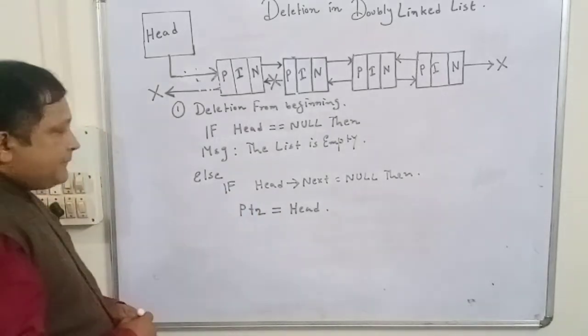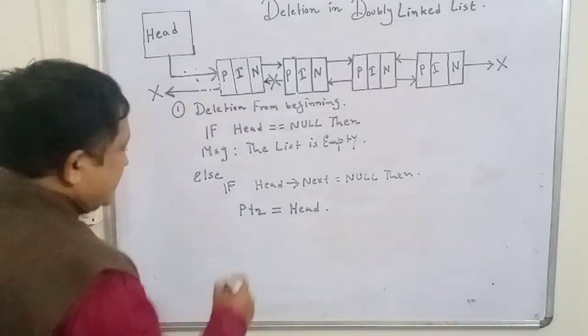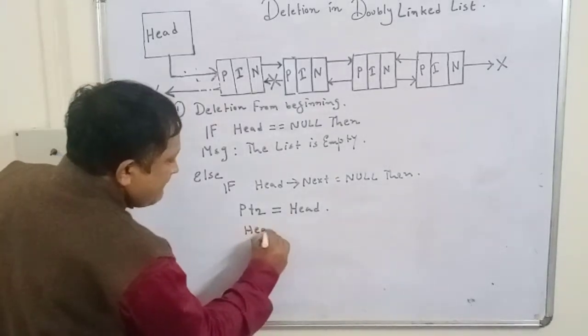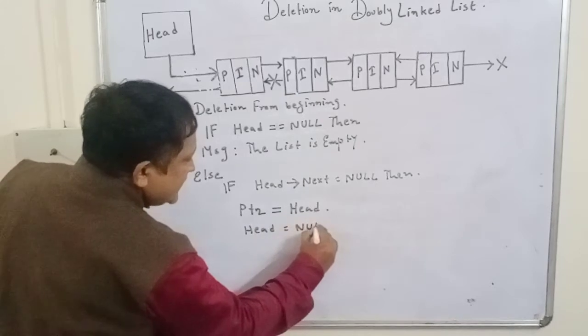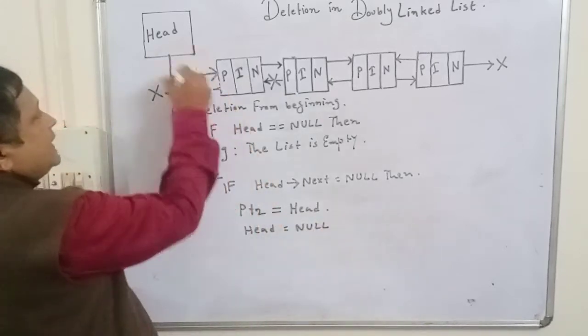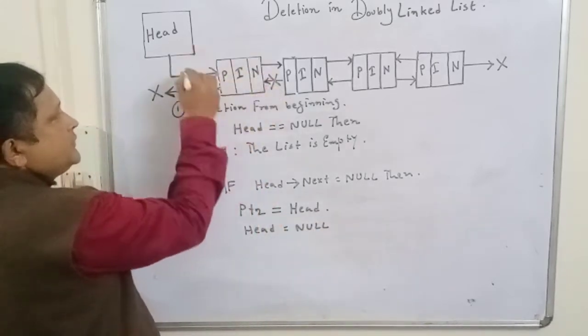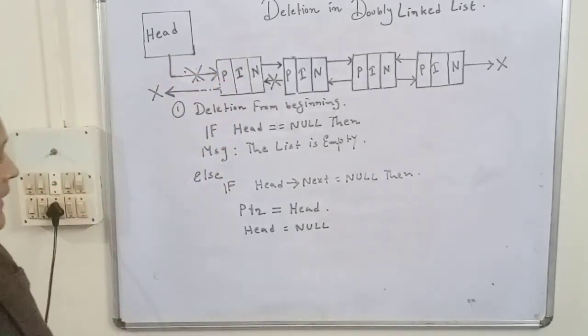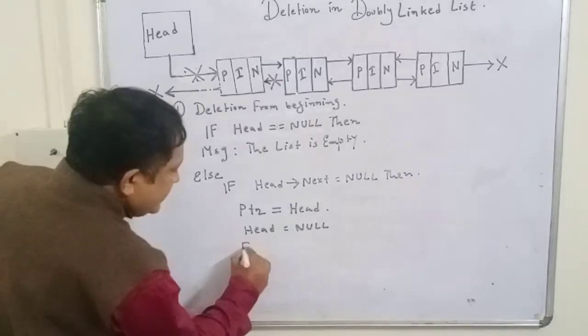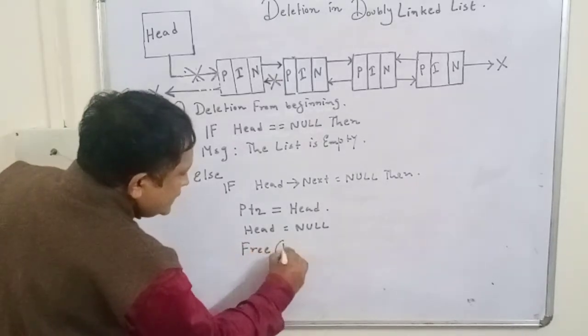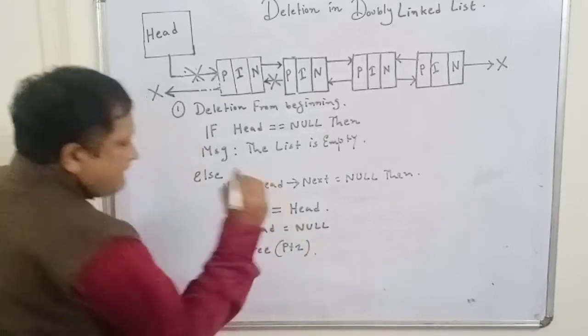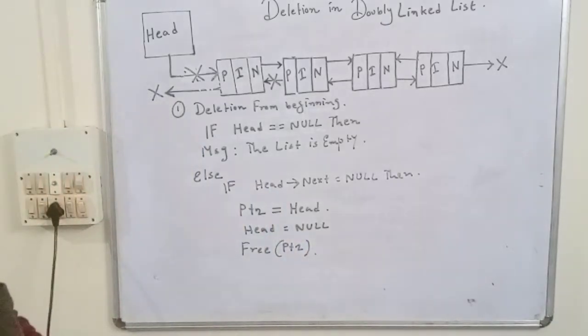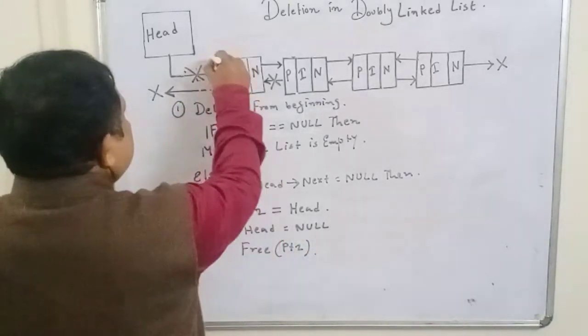So after that, what will happen? We have to make head as null, which means head will not carry the address of this node. Just cut this particular connectivity. And then free PTR. The free command is used to delete the node. Free PTR. We are deleting that particular first node.